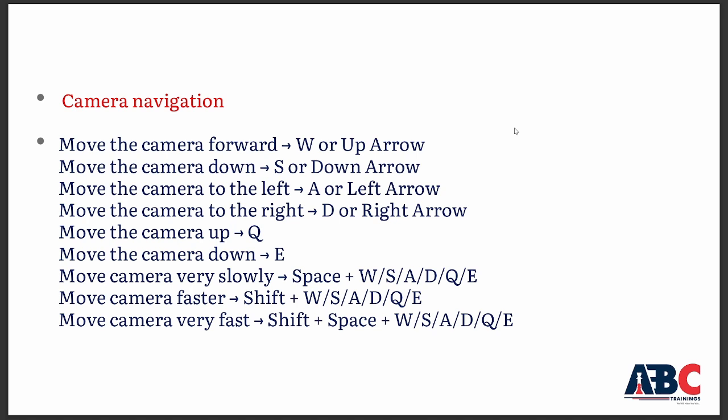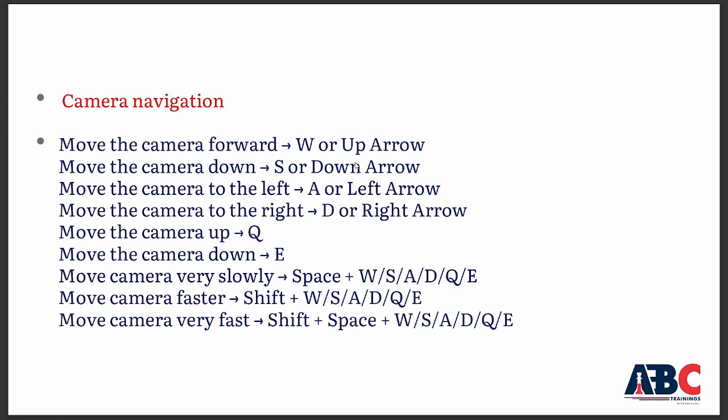For moving the camera forward, we have shortcut keys W or the up arrow. To move the camera backward, press S or the down arrow. Next, to move the camera to the left, press A or the left arrow. To move the camera right, press D or the right arrow. To move the camera up, press Q. To move the camera down, press key E. To move the camera very slowly, press Space plus W S A D Q E.